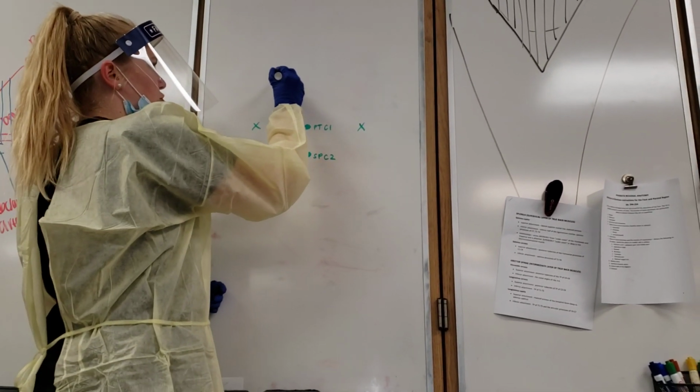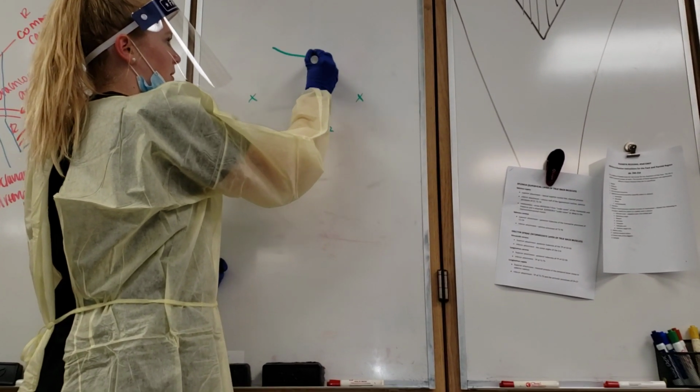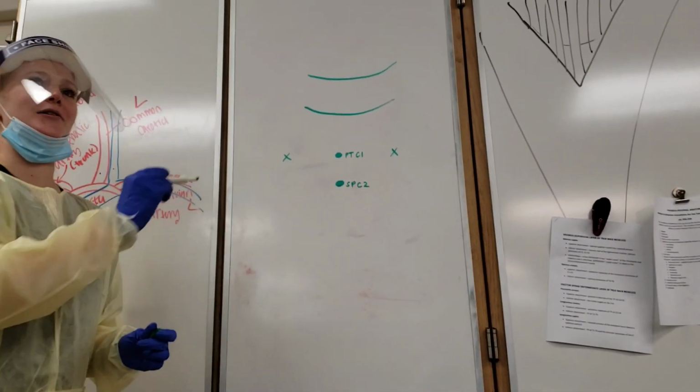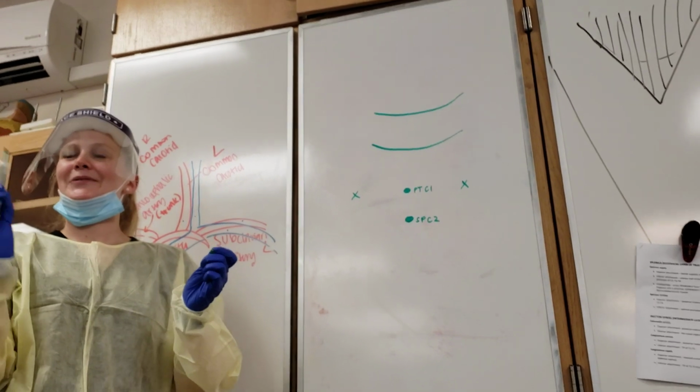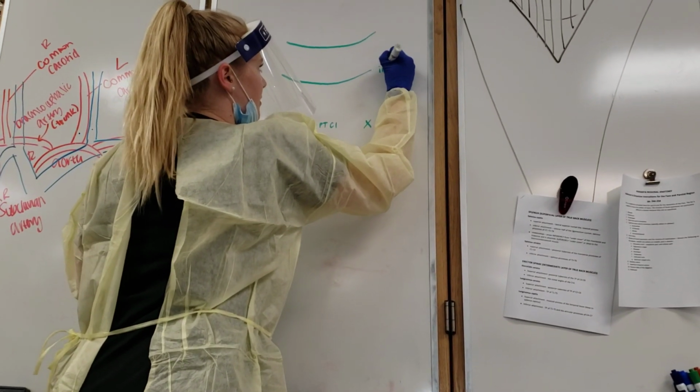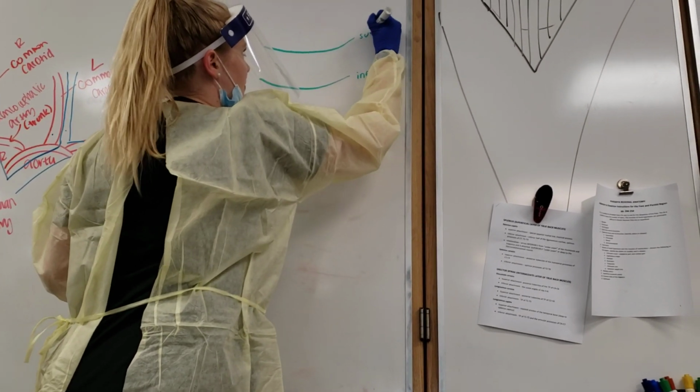Up here I'm going to draw two lines. Does anyone know what lines those are? Yeah, the nuchal line. So this is the inferior and this is the superior nuchal line.